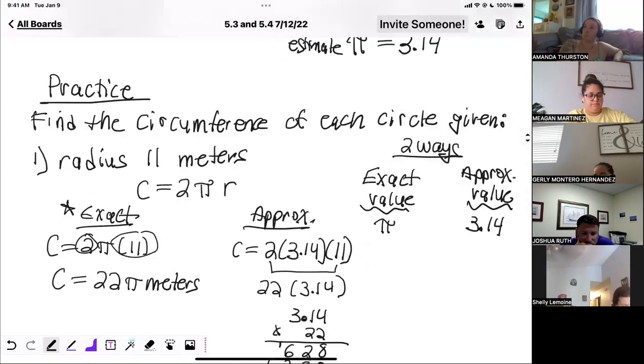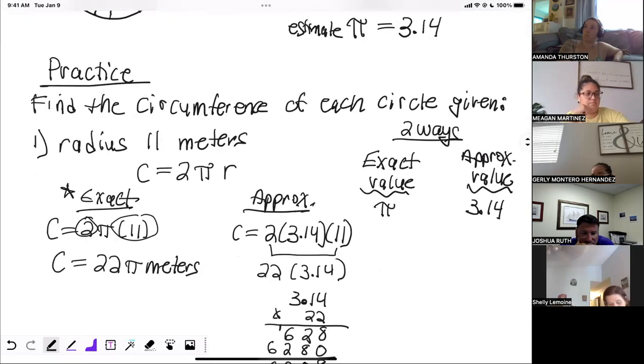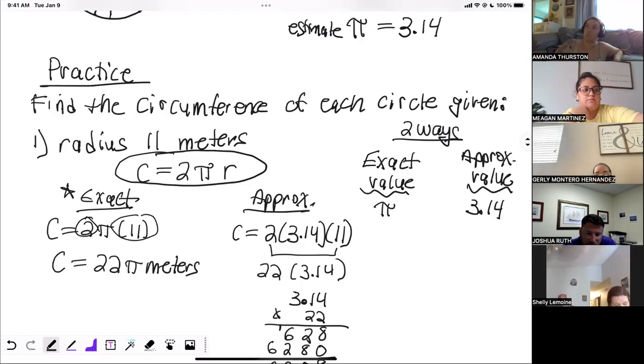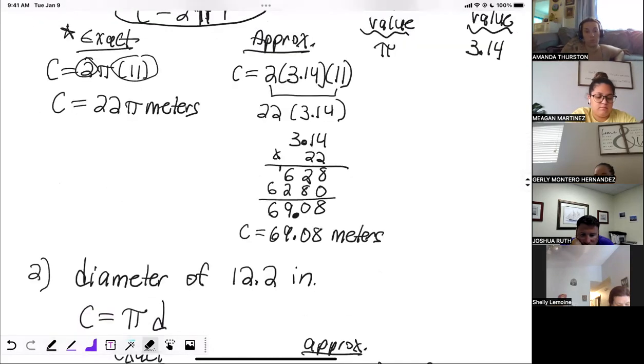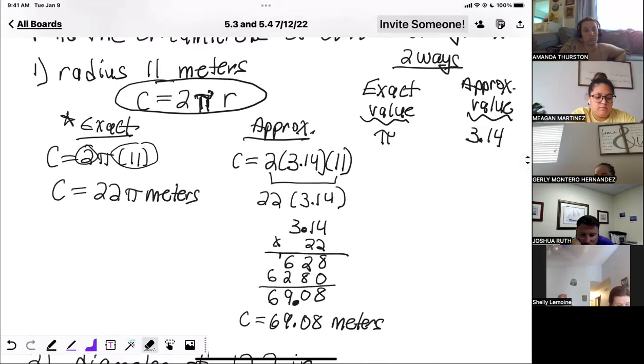The circumference, you just have to know the formula. C equals 2 pi r. And then if they want exact, you just leave the pi in the answer. And if they tell you to use 3.14, you put 3.14 for pi, and you put whatever the radius or diameter is, or you use the diameter equation, which is pi d, and then you multiply it like we did before. So just filling in what is given to you and then multiplying it out and moving a decimal place.